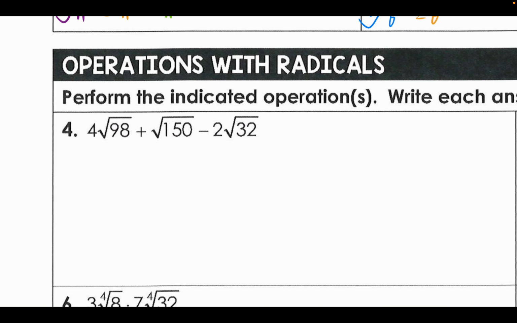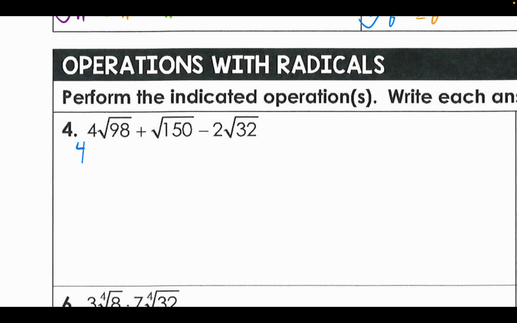So number 4, remember when we add and subtract radicals, we have to have the same index or root and the same radicand or inside. So these are all square roots, so there's a chance we'll be able to simplify all of them or combine all of them, but maybe not, depending on if the radicands end up being the same or not. I said end up being the same because we need to simplify them first.